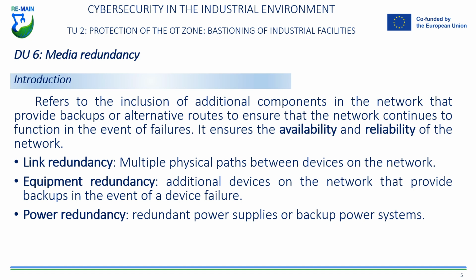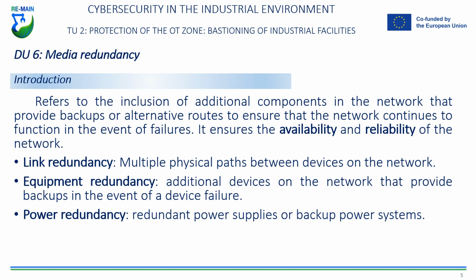Equipment redundancy. This refers to the inclusion of additional devices on the network that provide backups in the event of a device failing. For example, additional switches may be included to ensure that a switch is always available in the event of failures. Power redundancy. This refers to the inclusion of redundant power supplies or backup power systems, such as batteries, to ensure that the network continues to function in the event of a power outage.